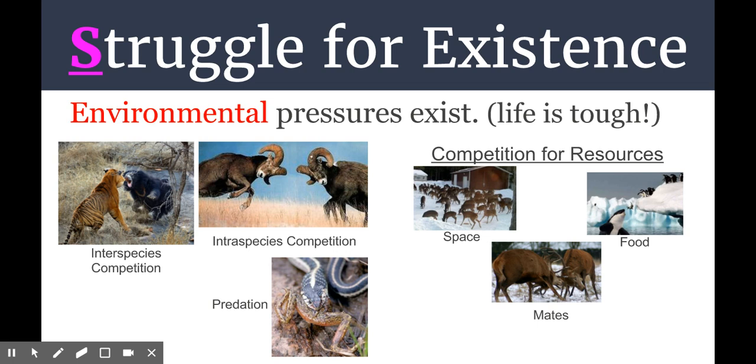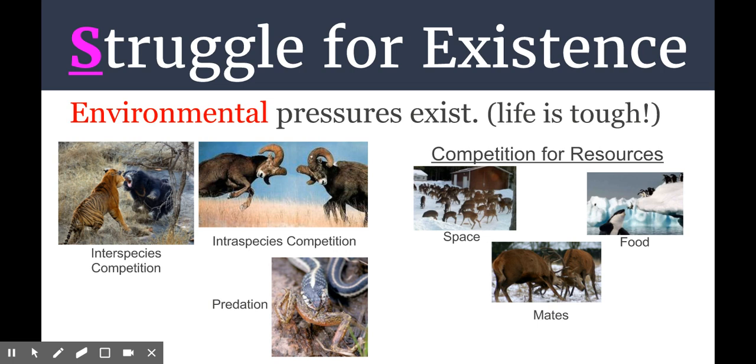If we look at what drives these competitions, it's resources. Resources are limited in nature. There's only so much space, only so much food, only so many mates. So if you have an advantage, if you have a trait that gives you a leg up on somebody else to do better, and you can pass that trait on to the next generation, then it is likely that evolution by natural selection will act on that.